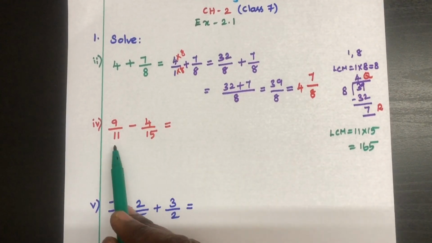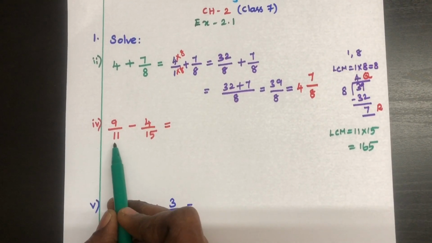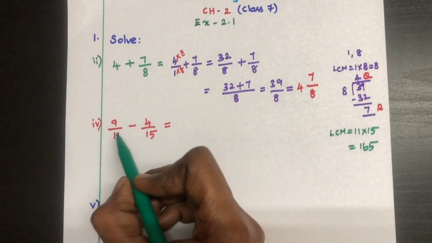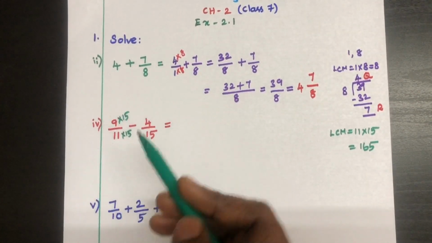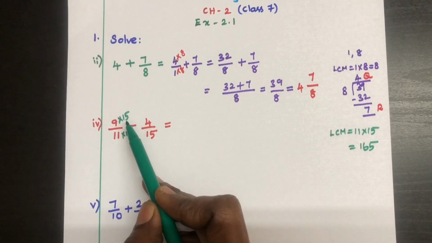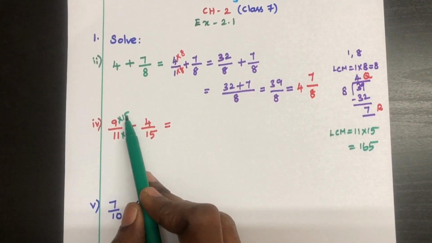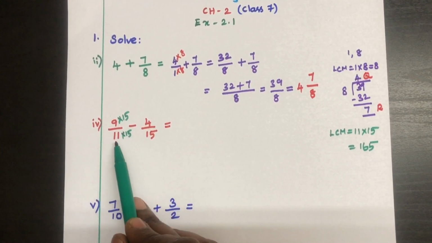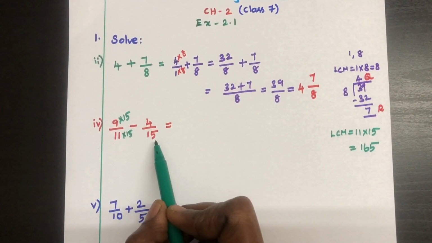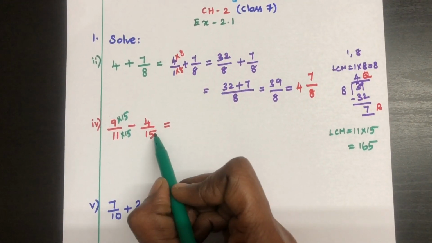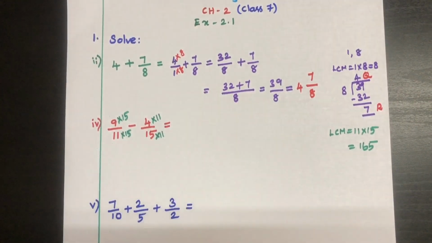We want to make the denominators 165. For that, what we need to do? See, how to make 11 as 165? Just multiply this with 15, here also with 15. Whatever number you are multiplying in the denominator, it should come in the numerator also. Then only it won't affect the fraction, because 15 divided by 15 gives you 1. 9 by 11 into 1 is equal to 9 by 11. So, we are doing like that. Here, how to make this 15 as 165? Just multiply it with 11, both the numerator and the denominator.